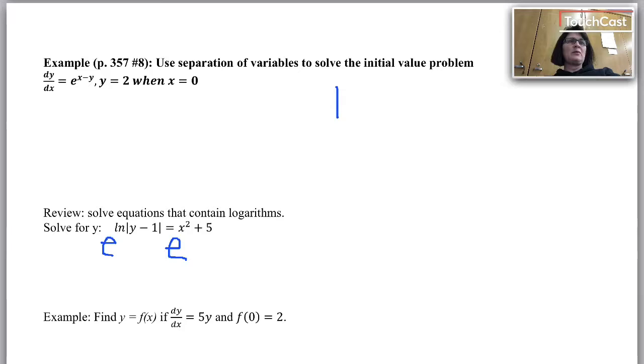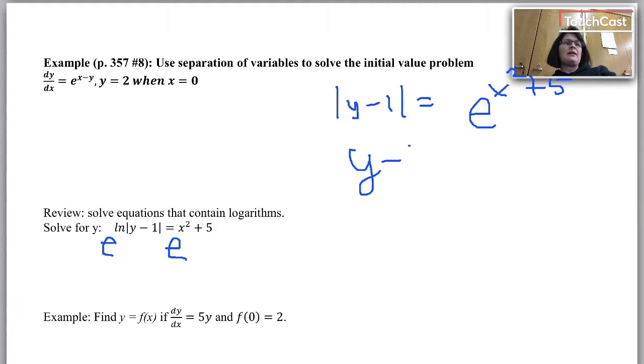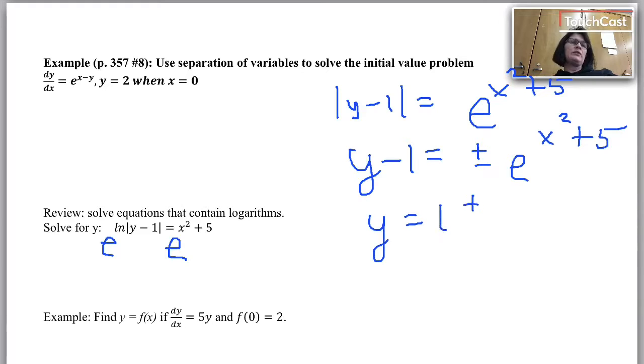I'm going to come up here. That's the absolute value of y minus 1. On that side is going to equal e to the x squared plus 5. How do I undo absolute value bars? Well, those are undone with a plus or minus sign. So if I want to take the bars off the left side, I'd be left with y minus 1 there. I'm going to have either the positive or negative e to the x squared plus 5. And then one more step, if I'm trying to isolate y, y is going to equal 1 plus or minus e to the x squared plus 5.